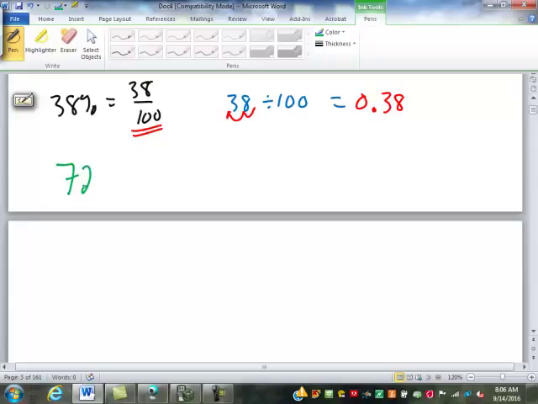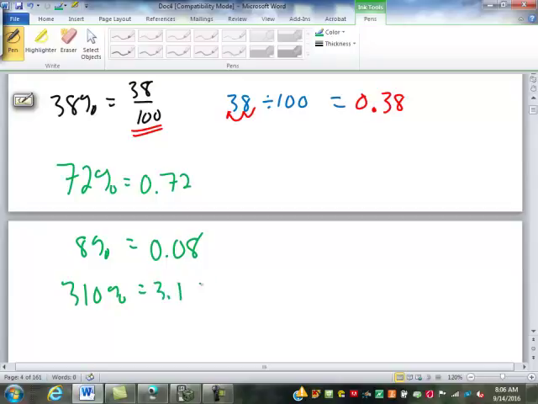So we can divide it by 100 or we can just move the decimal point. So 72% is going to become what as a decimal? 0.72. 8% is going to become what as a decimal? 0.08. 310% is going to become 3.1. 2.8% is going to become 0.028. Very good. Here's the one where I get most people.